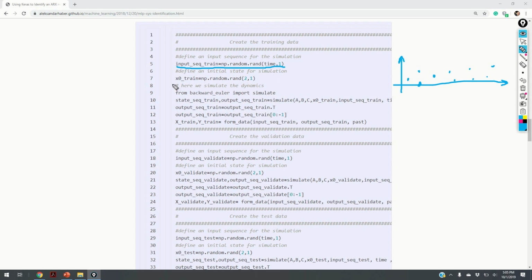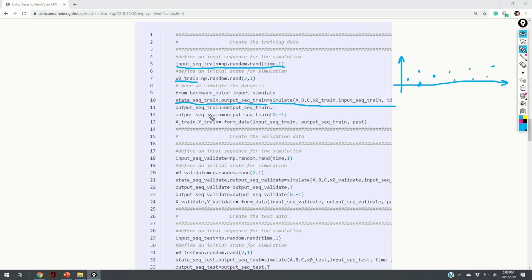Now, we also need to generate the initial condition for simulating the state space model. So here is the initial condition. Then we generate the output sequence by simulating the state space model. The code for simulating the state space model is given in our previous video and the post, and the link is given in the description below.